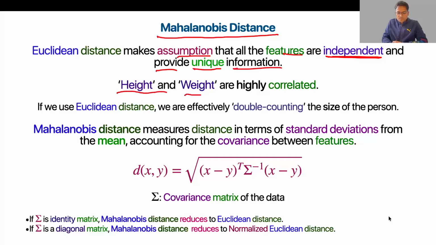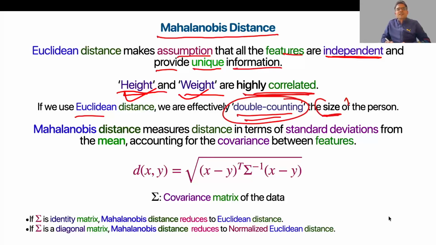For example, height and weight are highly correlated. As a person's height increases, the weight will also increase, right? But when we are taking Euclidean distance, then we'll consider height and weight separately. In that way we are double counting the size of the person. The height and weight finally account for the size itself. So Euclidean is not a good representation. For that, Mahalanobis distance is useful, and it will also measure the covariance between features. If there is some correlation between features, that will be captured by the covariance.